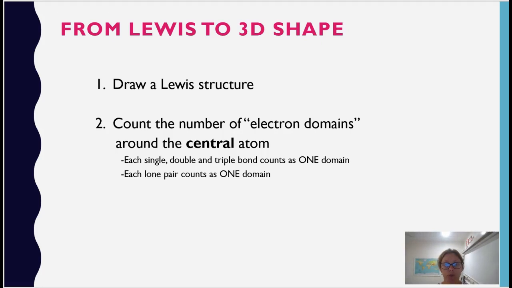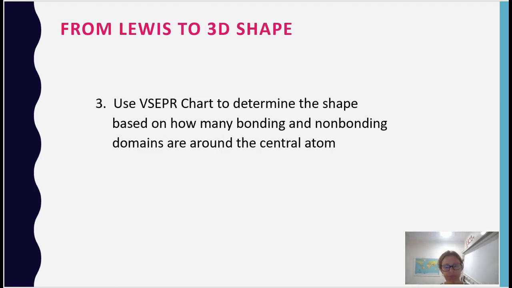So how do we go from the Lewis diagram to a 3D shape? We start with our Lewis structure. So we count the amount of electron domains. What are electron domains? Every single, double or triple bond counts as one domain. And each lone pair counts as one domain. So basically we're looking at where all those electrons are.